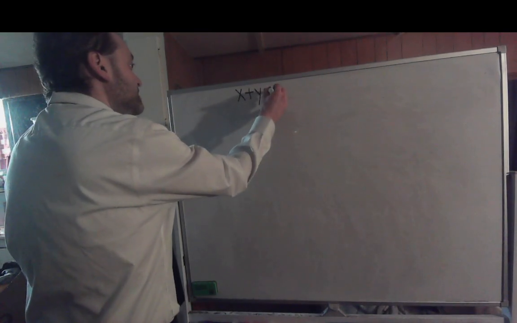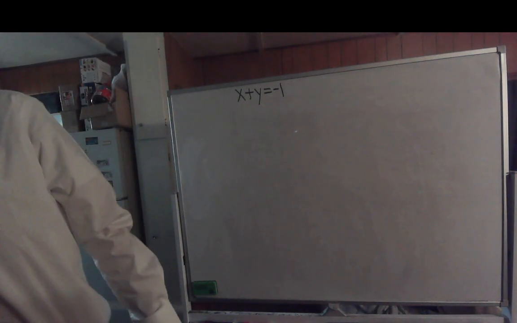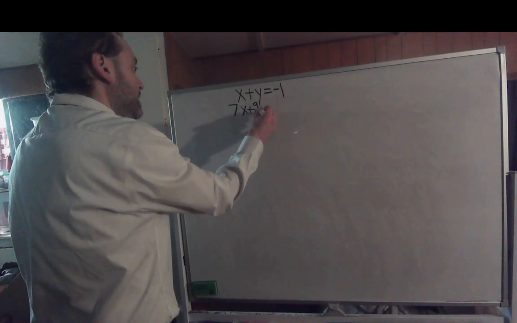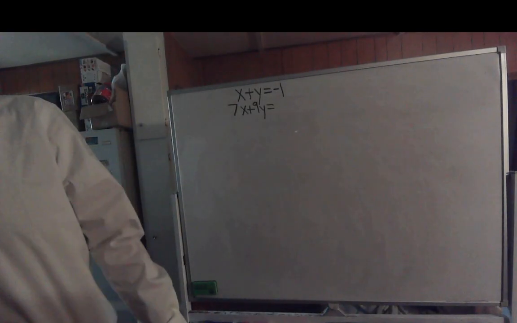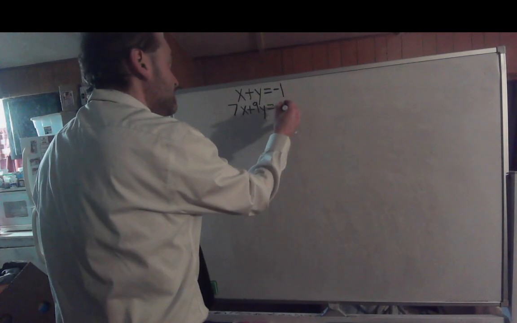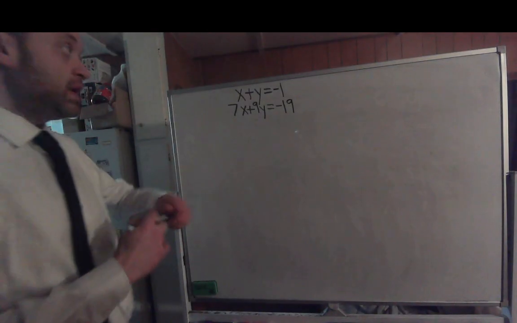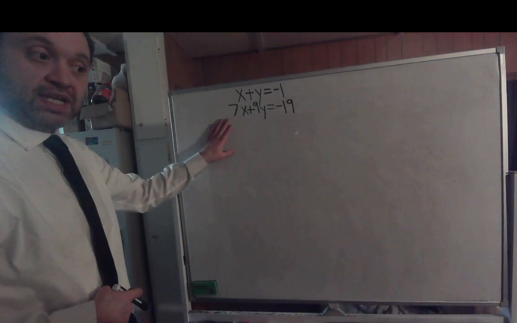All right, next system. We have 4 more. Yep, all right, so we have x plus y equals negative 1. Then we have 7x plus 9y is equal to negative 19. So we have the system x plus y equals negative 1, 7x plus 9y equals negative 19.